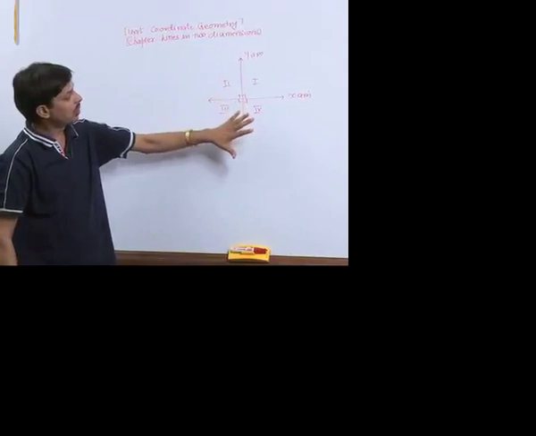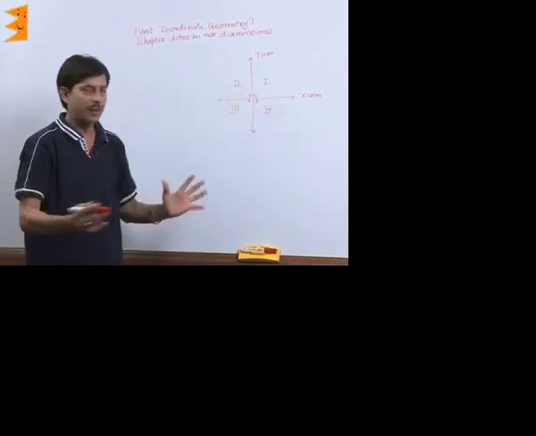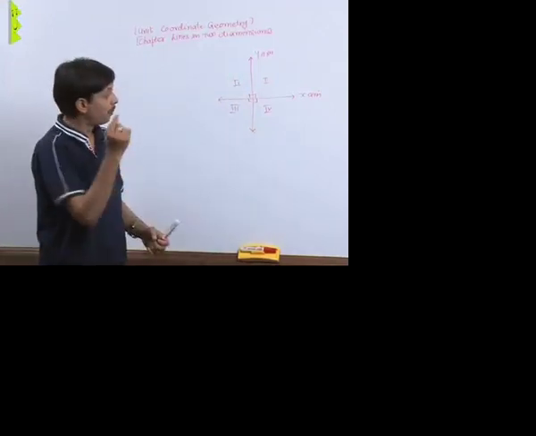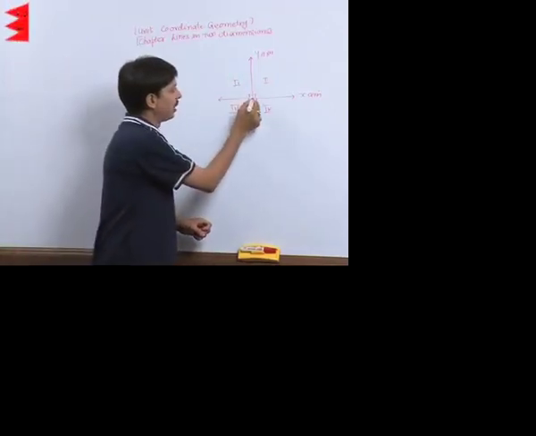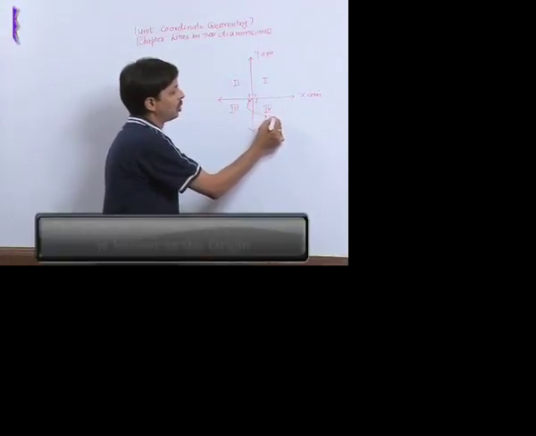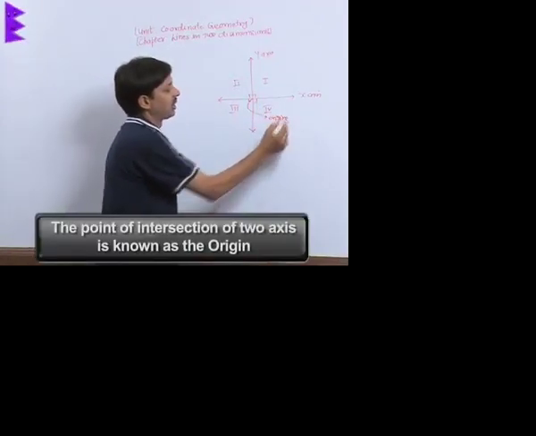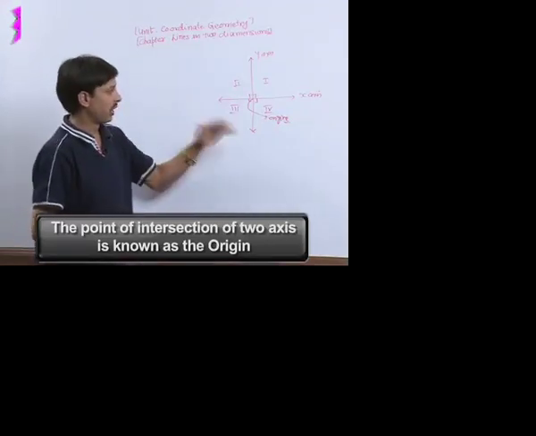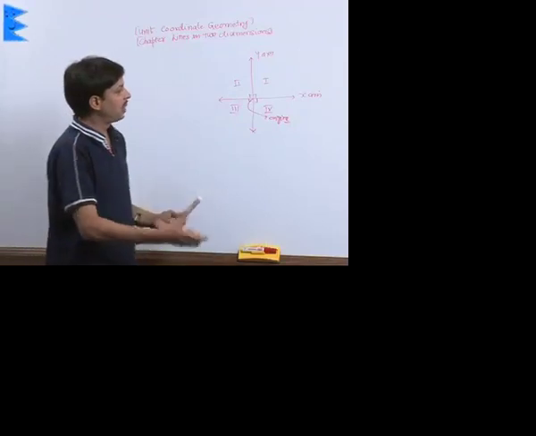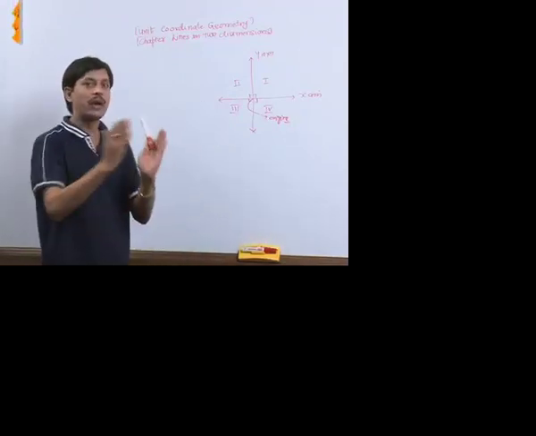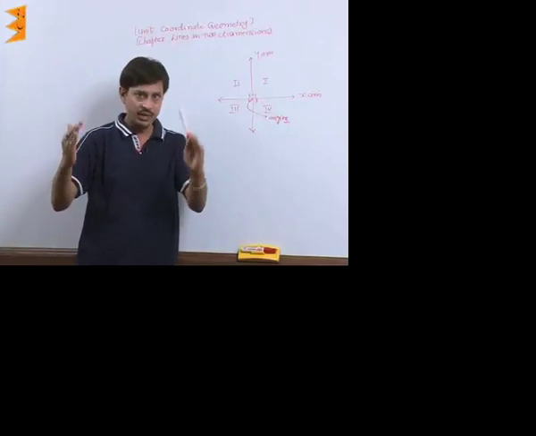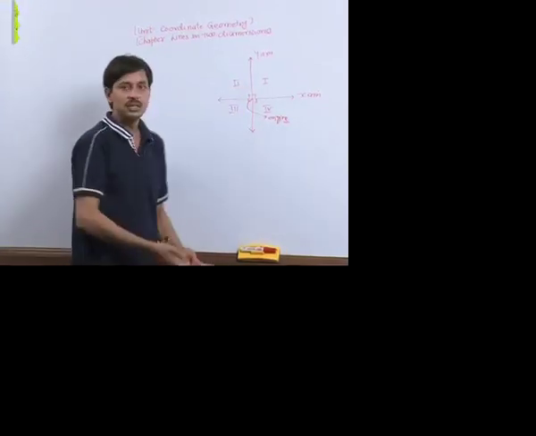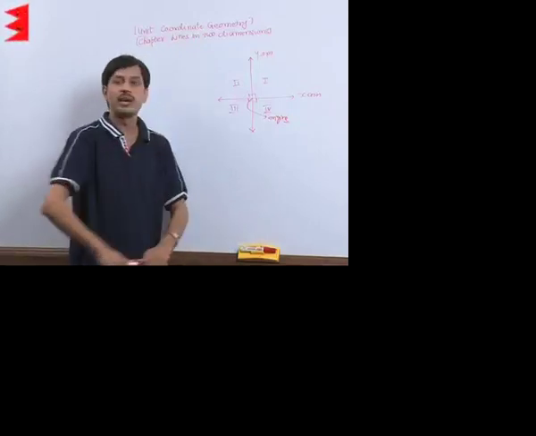Now if we talk about what happens when two axes, x-axis and y-axis, meet perpendicular at some point, that point is known as the origin. The point of intersection of the two axes is known as the origin. Now we are coming to explain which part of the x-axis is the positive zone and which part of the x-axis is the negative zone. Which part of the y-axis is positive and which part of the y-axis is negative.